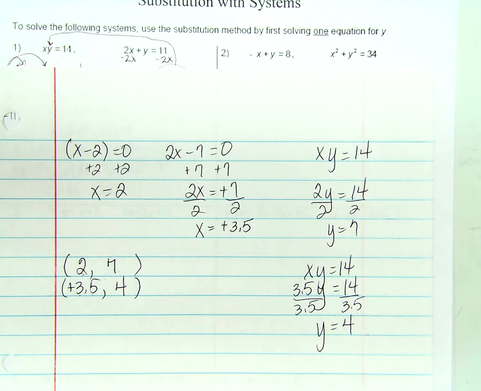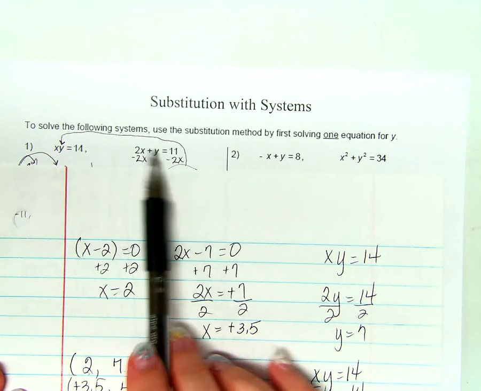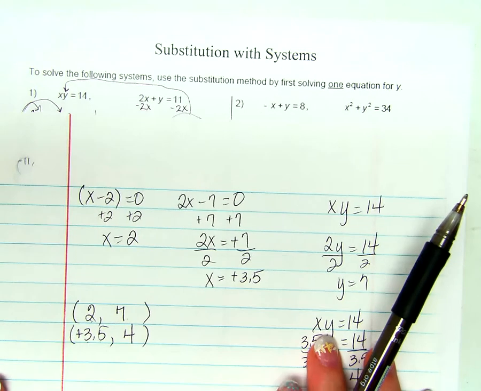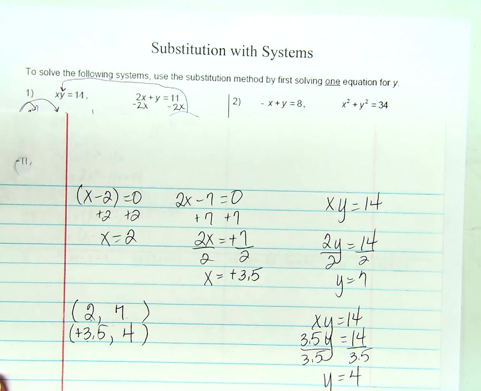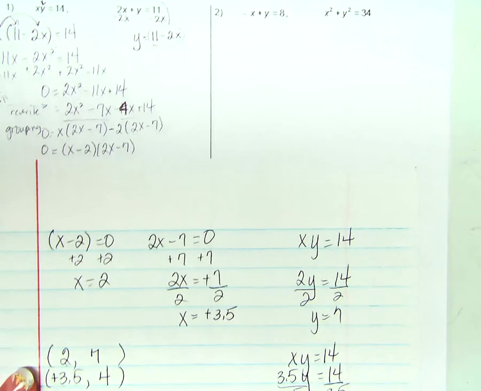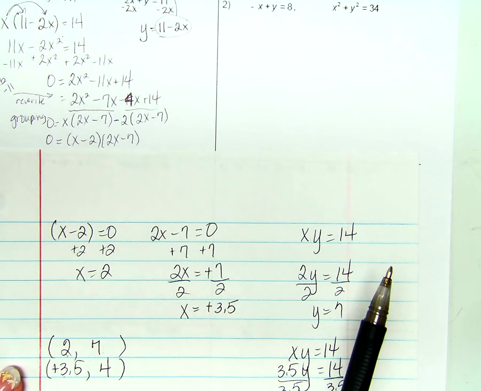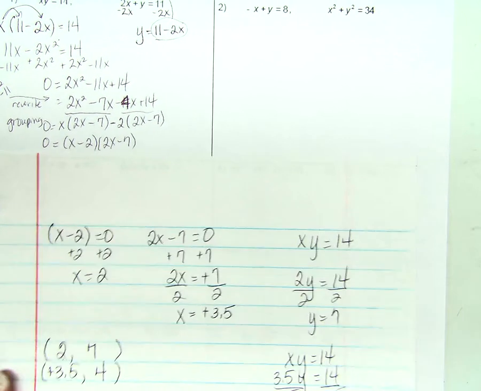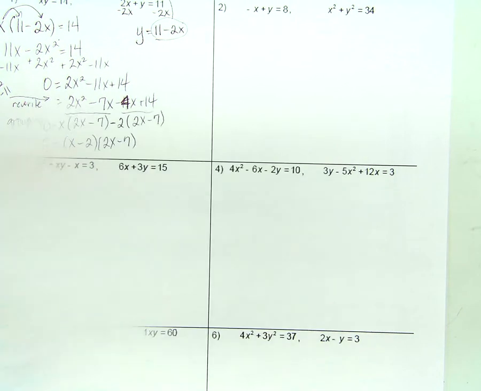So now you can be very specific and tell me what would happen if you graphed these 2 equations. They would intersect at the points (2, 7) and (3.5, 4). Perfect. Okay? Relatively simple. Could you follow all my steps? Could you recreate those steps on your own? Okay, then let's do number 2.